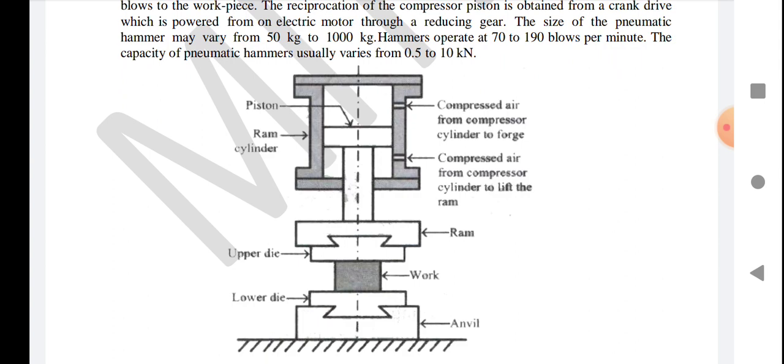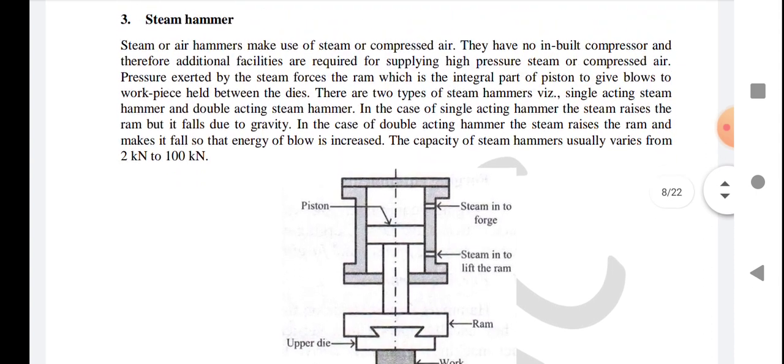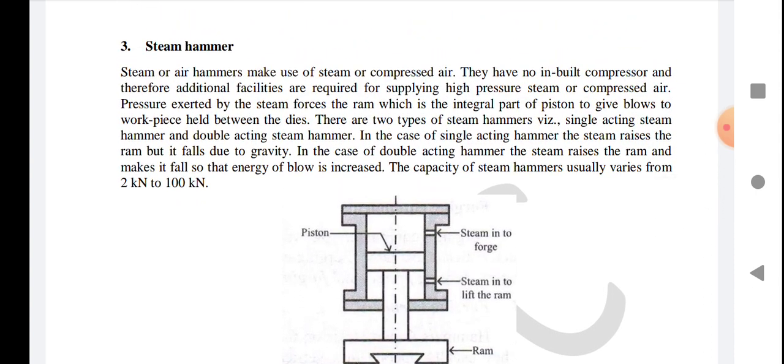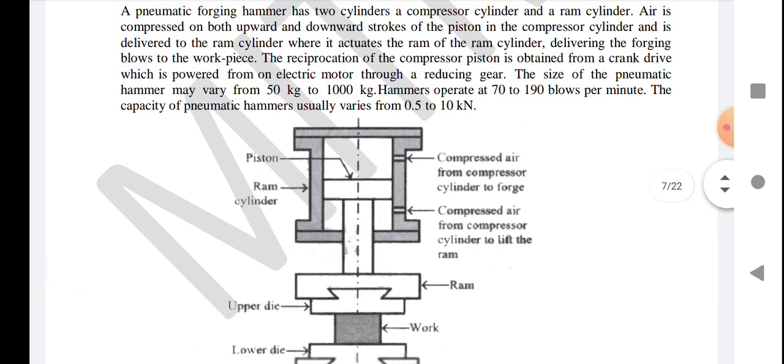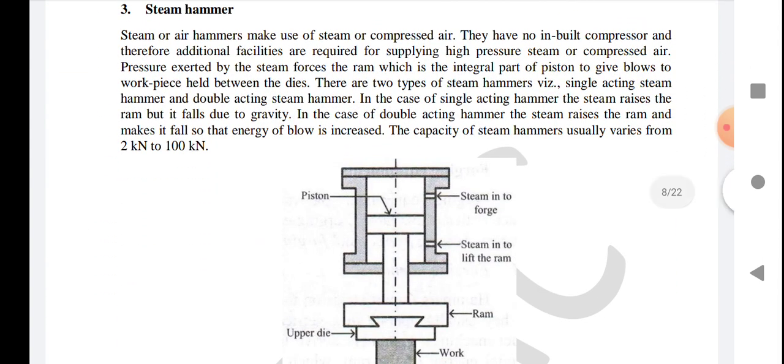Okay, now the steam hammer. As you see, like in pneumatic hammering, in this process we use steam to apply force on the ram, the same as the drop hammer.